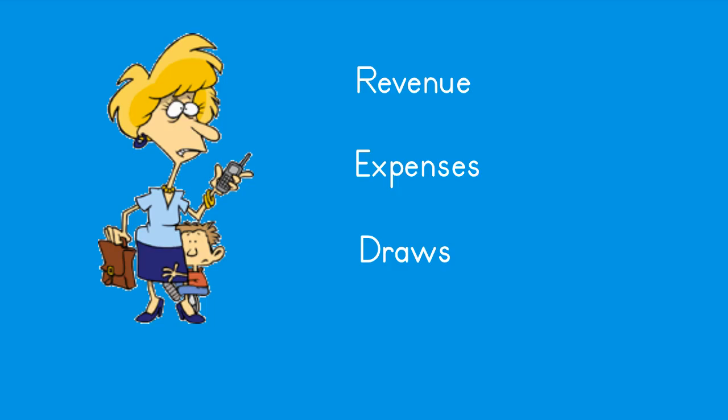Kid revenue is responsible for keeping track of increases in owner's equity and kid expense is responsible for keeping track of decreases in owner's equity resulting from business operations. Kid draws has the job of keeping up with decreases in owner's equity resulting from owner withdrawals for living expenses and other personal expenses. At the end of our period, we summarize all our kids' activities and transfer their balances to our owner's equity capital account, MOM.